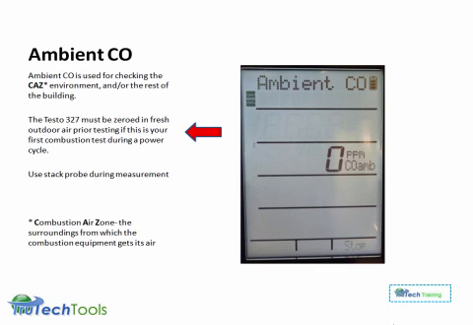Ambient CO is used for checking the combustion air zone or for the rest of the building. The Testo 327, again, has got to be zeroed in fresh air, and you can use that stack probe during the measurement. The combustion air zone is the surroundings from which the combustion equipment gets its air. So that's the area where you're standing and doing testing, and you should also test throughout the house.